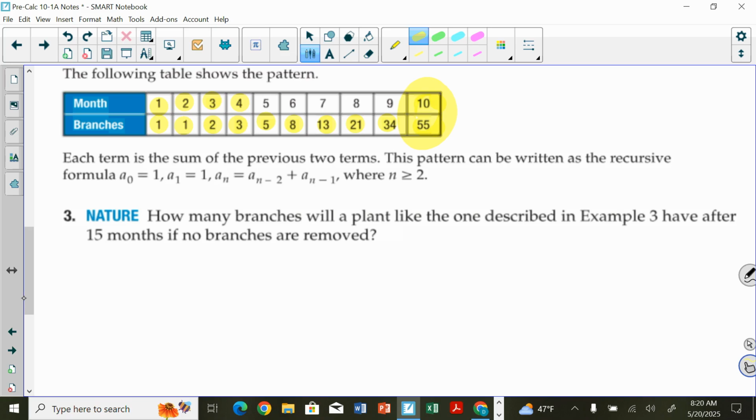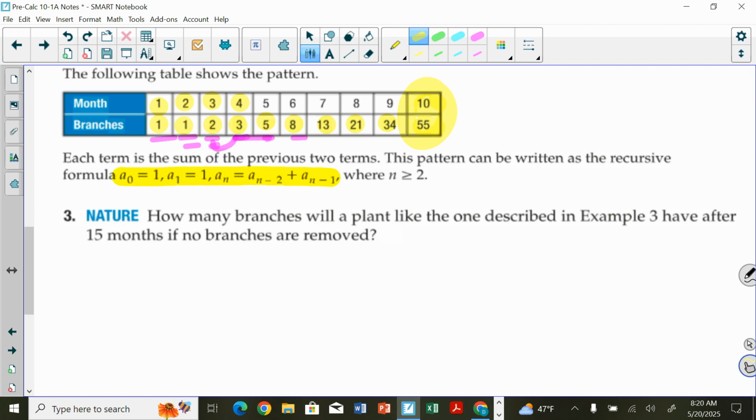So here's the table, and we can look and see that each term is the sum of the previous 2 terms, right? If you look closely, you've got 1 plus 1 equals 2, and then 1 plus 2 equals 3, and then 2 plus 3 equals 5, 5 plus 3 equals 8. So that's what the Fibonacci is. Each term is the sum of the previous 2 terms. Okay, so we can write that recursively like this.